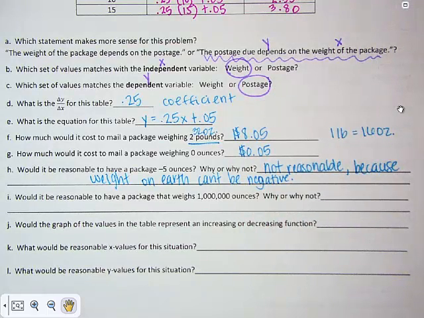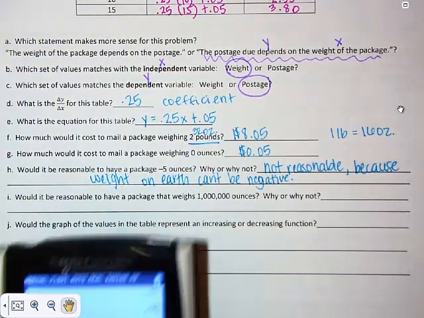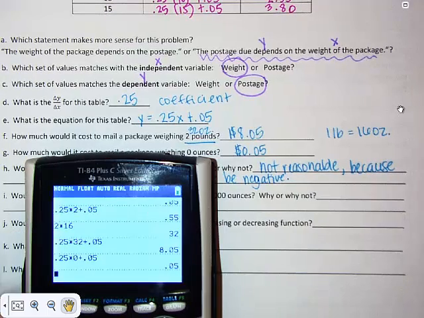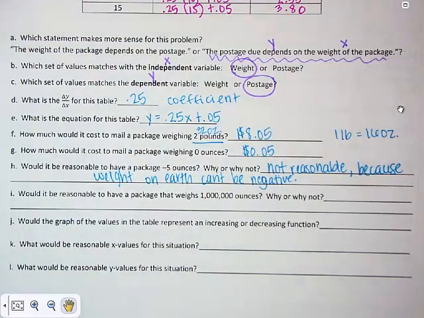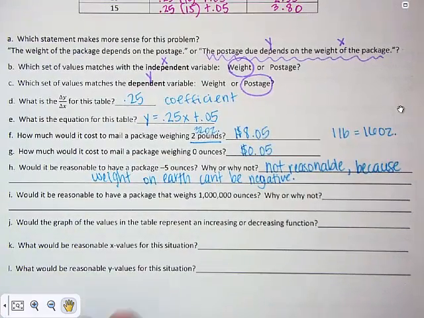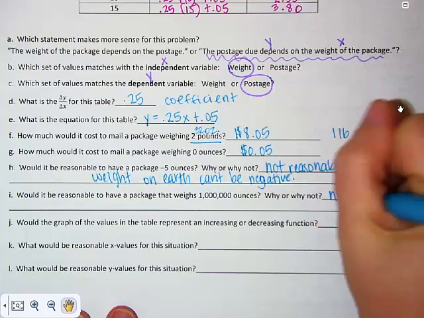Would it be reasonable to have a package that weighs 1 million ounces? Why or why not? Well, let's see how many pounds that would be, and then we'll see if it's reasonable. So I'm going to do 1 million divided by 16 ounces per pound. That's 62,500 pounds. I'm going to say, is it reasonable to send a package, let's just say like you sending a package at the post office? No, that is not reasonable.